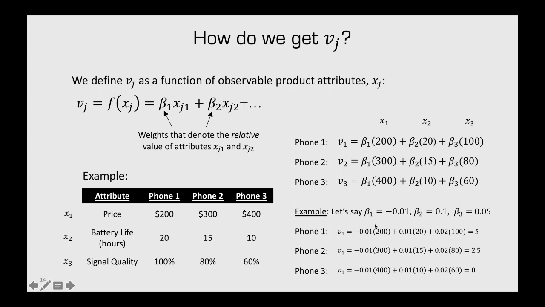So again, these are weighting factors that we're going to try to estimate. We're going to learn how to estimate them later, but for now, I want to get across the point that this is how we would build a model to describe the observed utility. It's a function of weights times the different attributes.